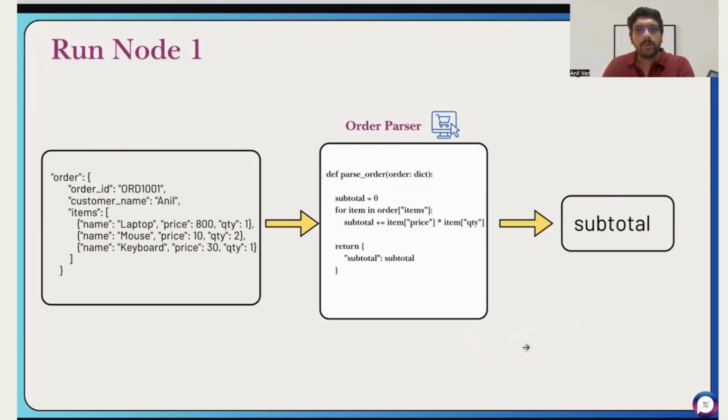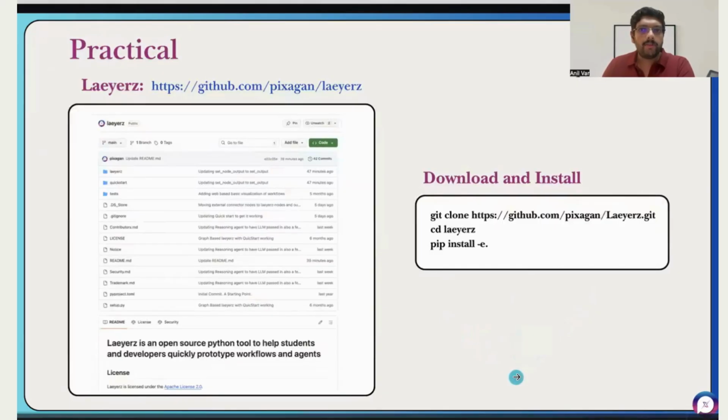We're going to use a simple tool we've built for this. For this example, it's called Laeyerz. It's on GitHub. It's a very simple tool with no dependencies. So you can go to GitHub and set it up. You just have to go to the repository. I'm giving you the repository URL here. So you just go and say git clone, and you will get Laeyerz.